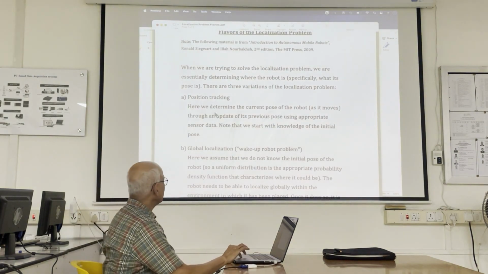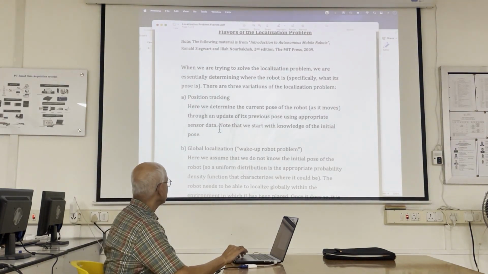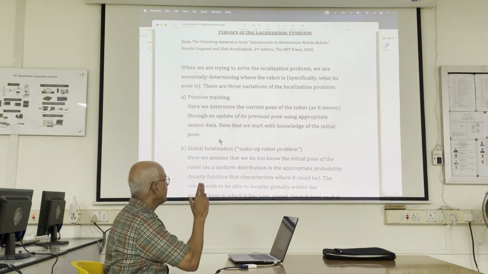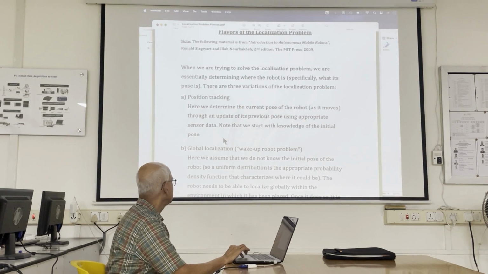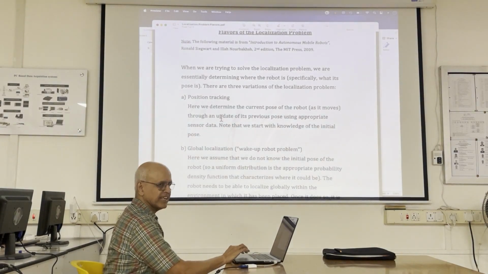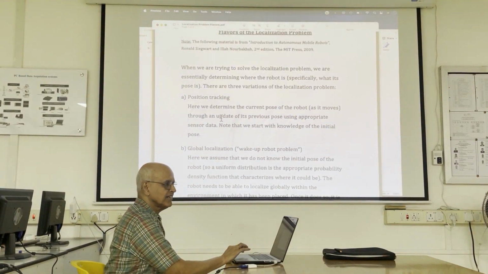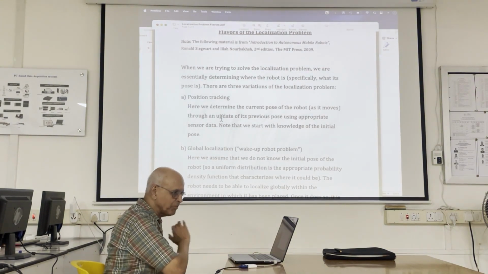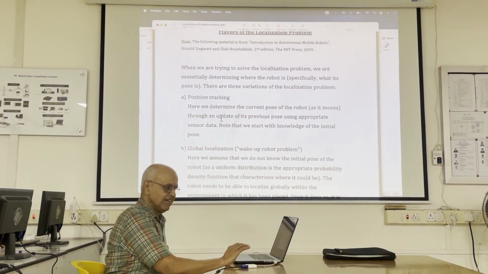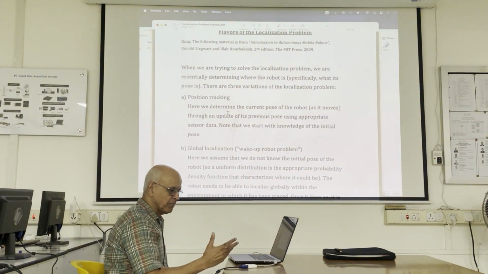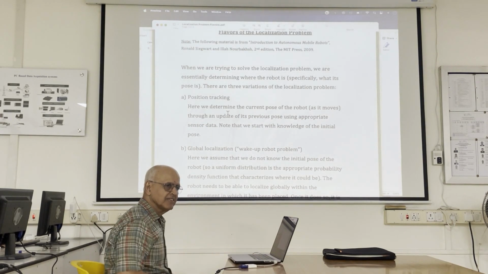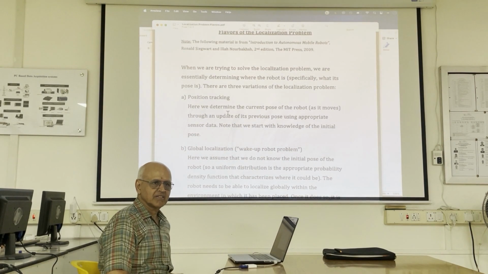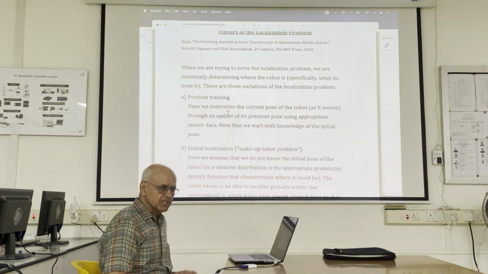So we start with knowledge of the initial pose, and then you're trying to track it. It's the simplest variant of the problem. Kalman filtering falls in this category. There are other localization methods where you don't know the initial pose of the robot; you completely start cold. Kalman filtering is not that. Kalman filtering cannot proceed unless you have an estimate of the initial pose of the robot. Is that okay? It specifically requires that.